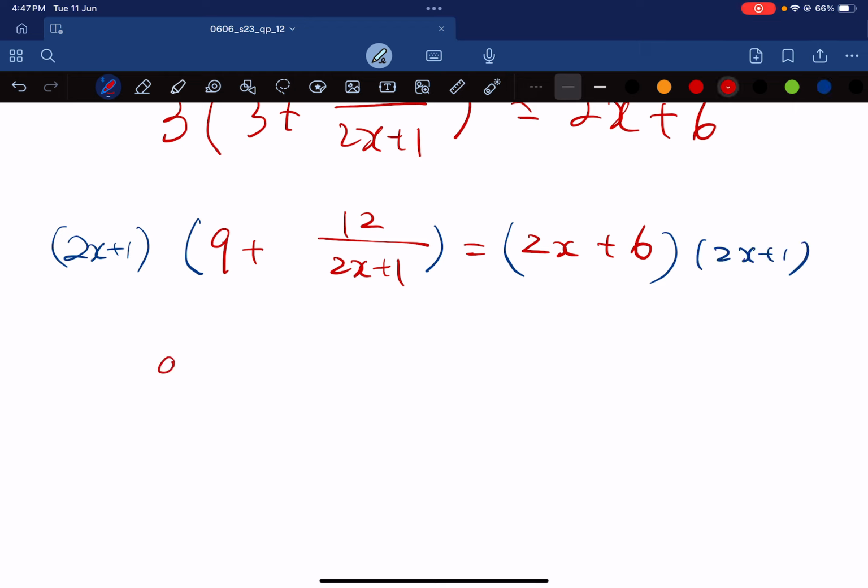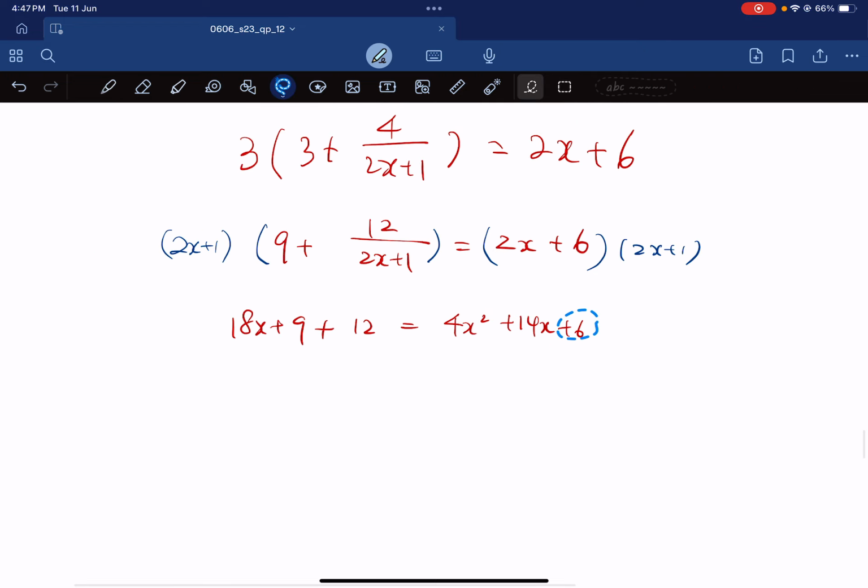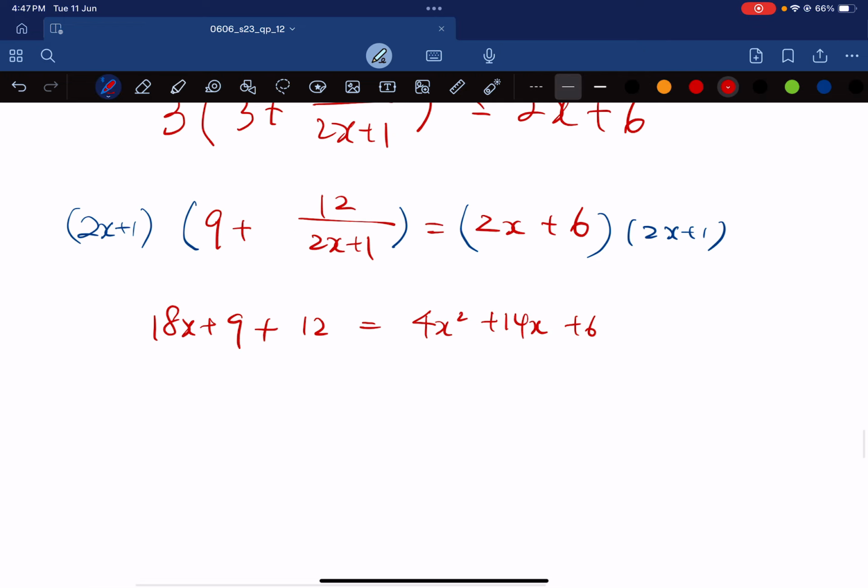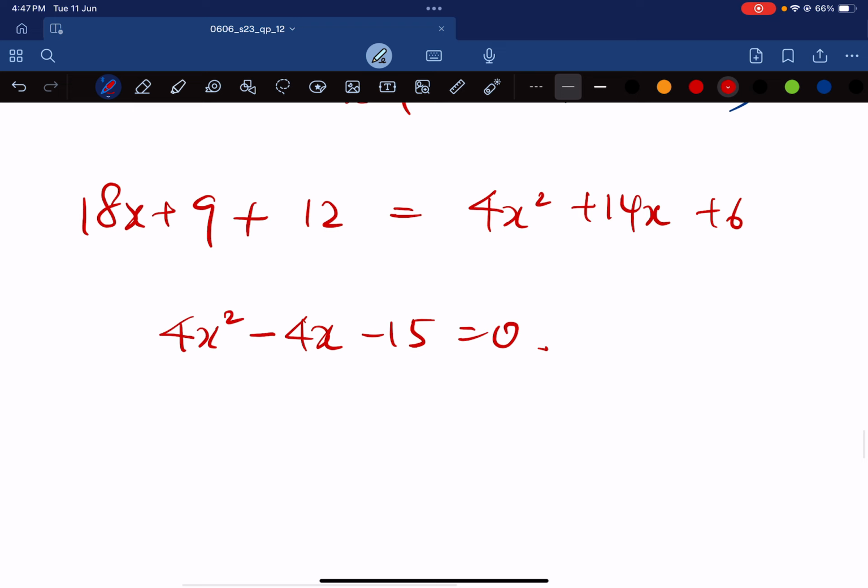Right, so you have 9 times 2x plus 1 is 18x plus 9, plus 12 equals 4x squared. This is plus 6 plus 12x plus 2x, plus 14x. Okay, so we have 4x squared plus 14x minus 18x is minus 4x, and 21 minus 15, 0.